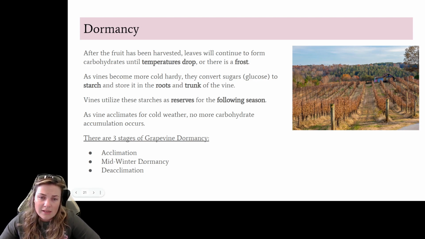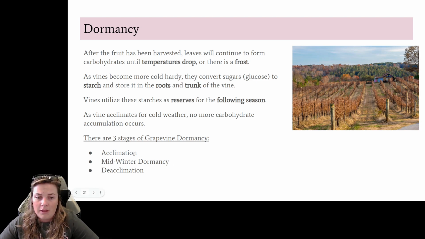So there are 3 stages of grapevine dormancy: acclimation, midwinter dormancy, and then deacclimation. We're not going to go through those specifically, but acclimation is just as it sounds. It's starting to get cold. It's after harvest. They're turning their glucose into starch and storing it in the trunks, right?